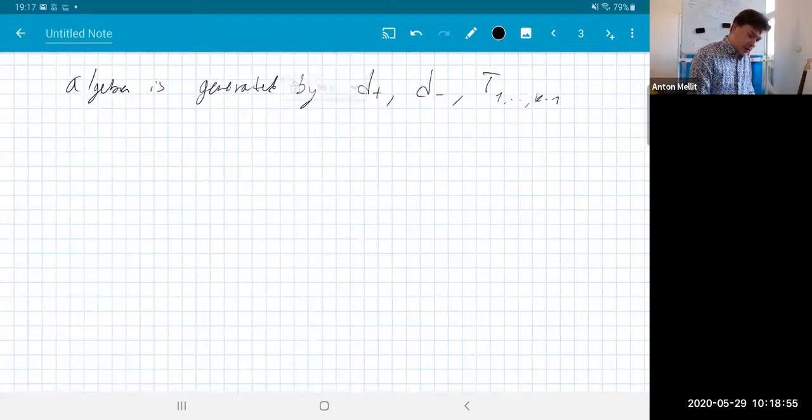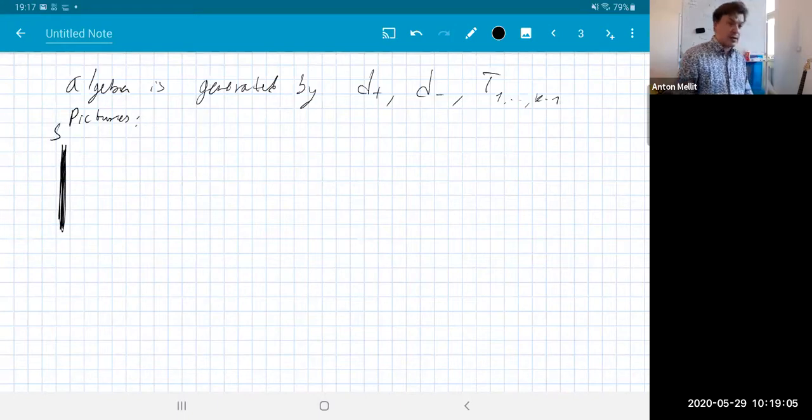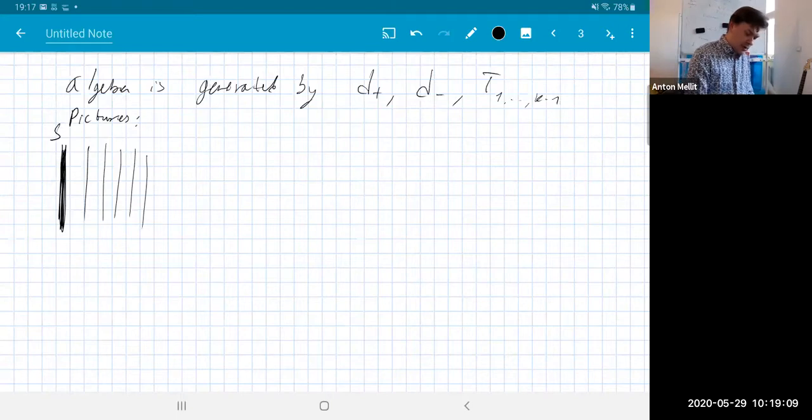And the pictures are as follows. We have this S, which we draw as a thick line, and we have k thin lines denoting V, and then D plus looks like this.